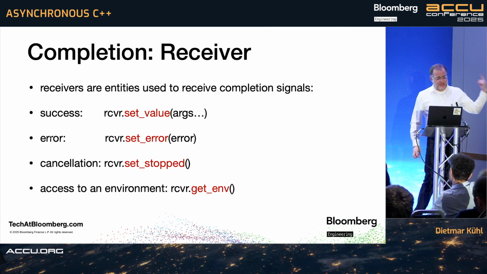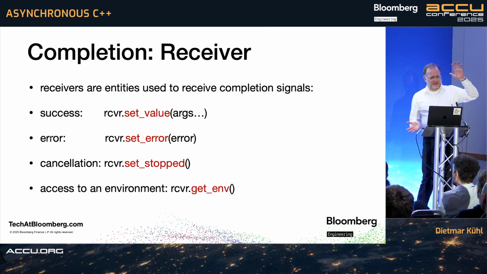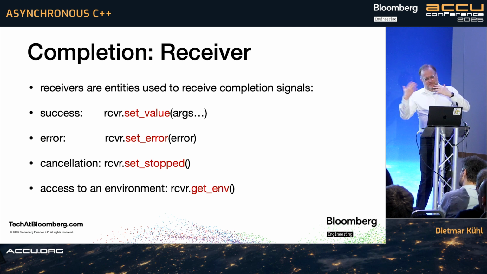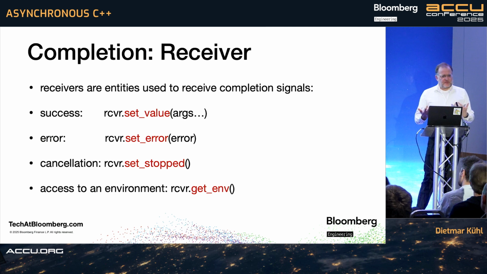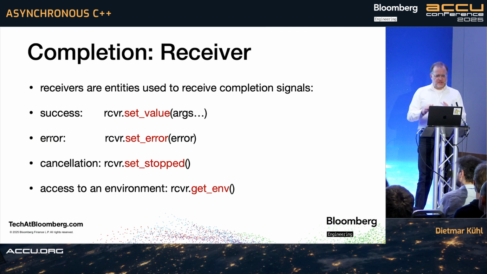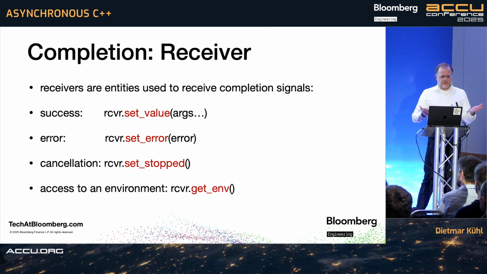It can, for example, only have a set_stopped, which means the only way this receiver can receive results is if work gets cancelled. But that is valid. But you can have all four, and it's actually quite common for generic algorithms to have all four. The first one is the success case. So, right, this is what happens. We get values from whatever we did. The second one is set_error, something failed. And the third completion is we get cancelled.